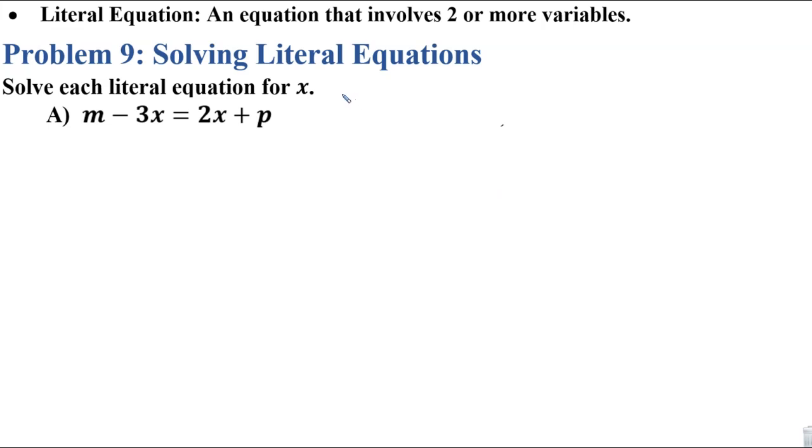Problem 9, part A says solve each literal equation for x. So in other words, isolate the x in this equation. Now to do that, the first thing I'm going to want to do is get all the x's on one side. And if I want to keep x positive, I'm going to add 3x to both sides of this equation. That's going to cancel out the minus 3x on the left, leaving me with just an m on the left is equal to 5x plus p.